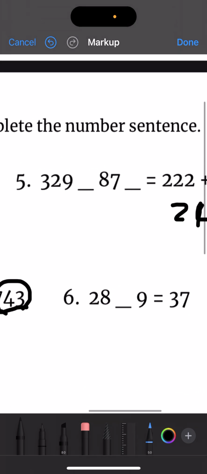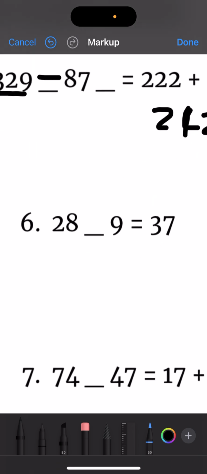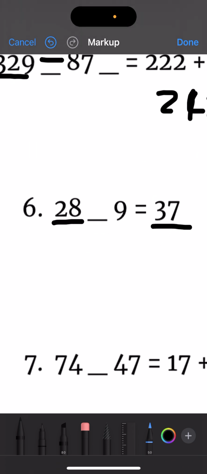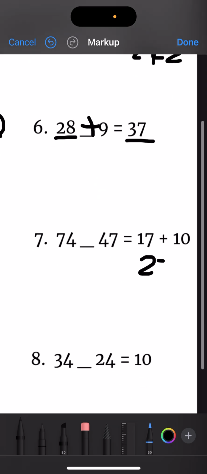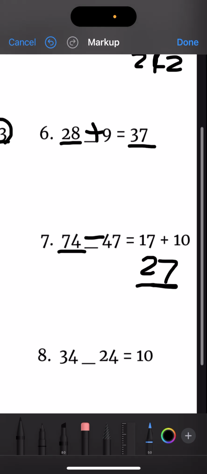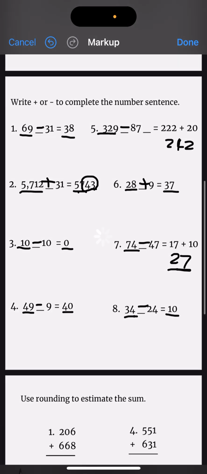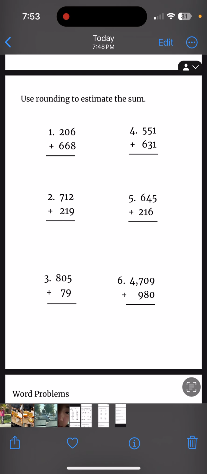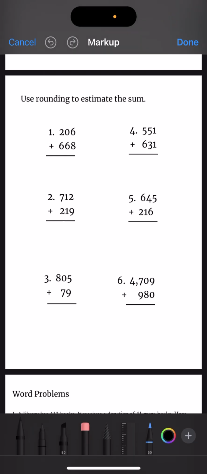Number 5, let's do the right side first. That becomes 242. And 329, it becomes 242. From 300 to 200, we would have to minus. 28 to 37, it goes greater, becomes greater. 17, this is just 27. From 74 to 27, we go down, or we get smaller. 34 to 10, we also get smaller, so that would be minus.